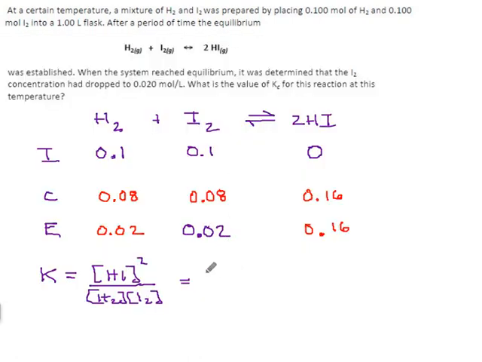So our HI is 0.16 squared. Down here, our hydrogen is 0.02. And the iodine is also 0.02, so I'm just going to write 0.02 squared. And out come the calculators. 0.16 squared divided by 0.02 squared. And I get that the equilibrium constant is 64.